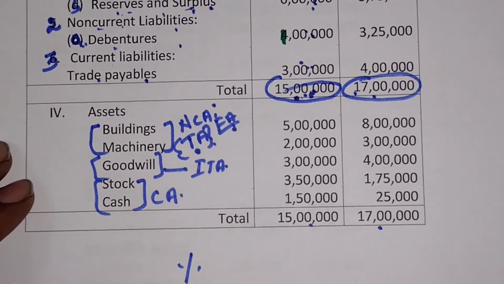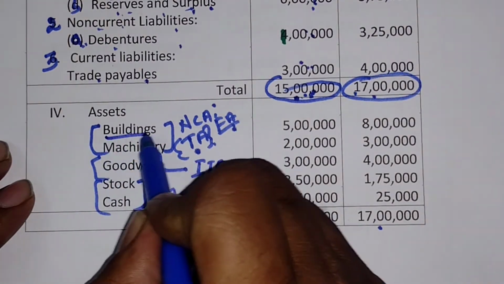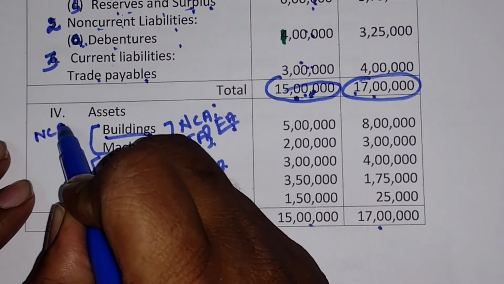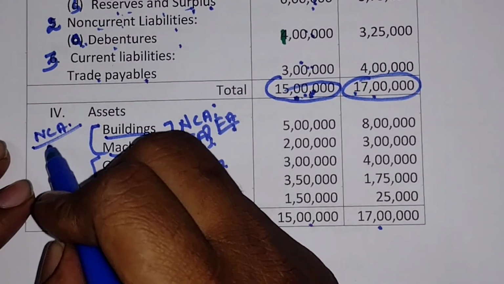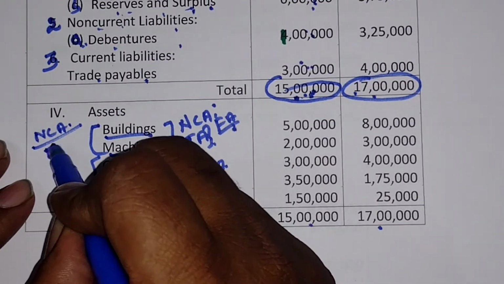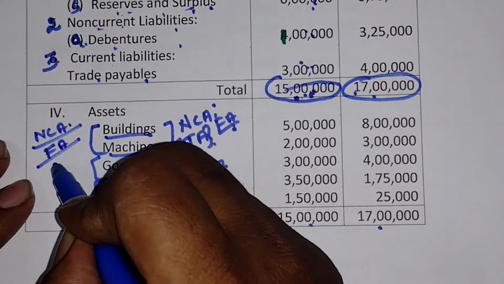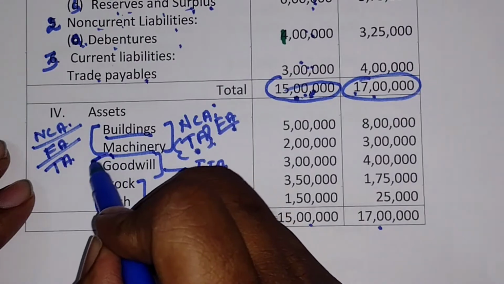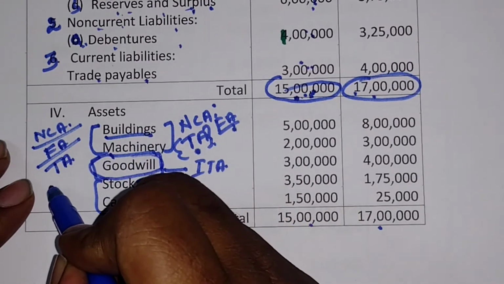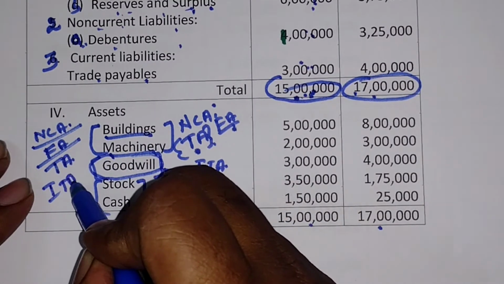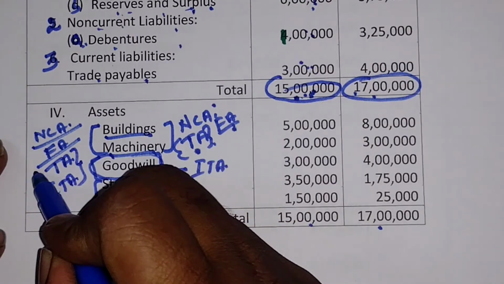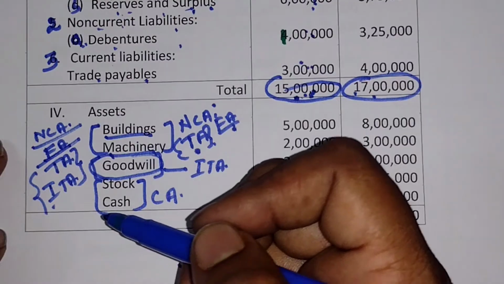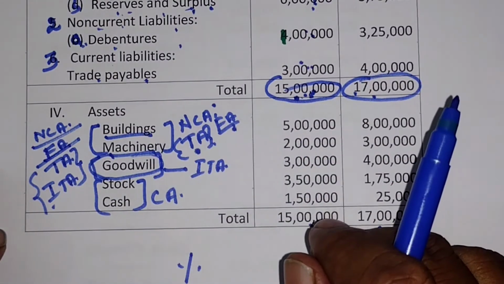And in the same manner, assets also it is provided, building and machinery. This building and machinery will come under the non-current assets. Under that non-current assets, we have to write the fixed assets. Under that fixed asset, it will appear into the tangible assets, and the goodwill will appear under the intangible assets. Tangible assets, intangible assets both will appear under the fixed assets. That's it.